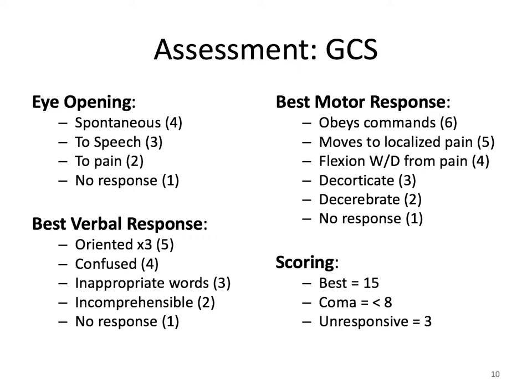The Glasgow Coma Scale provides an objective measurement of level of consciousness. There are three sections of the scale described here. This is by far the most ubiquitous form of level of consciousness assessment. The best score you can obtain with the Glasgow Coma Scale is a 15. Any score less than 8 is indicative of a comatose state. And when the score is 3, the patient is completely unresponsive.